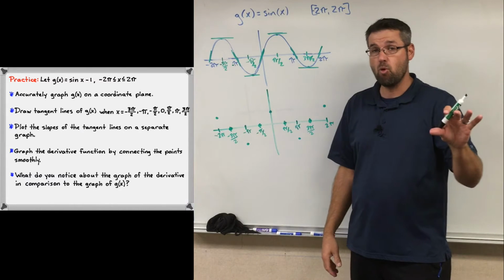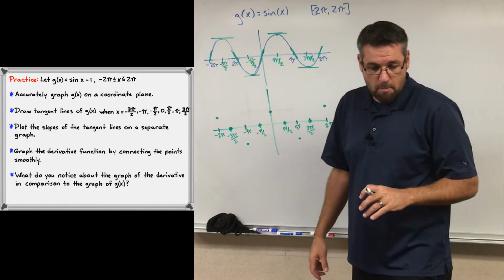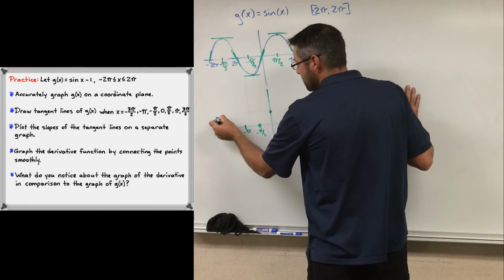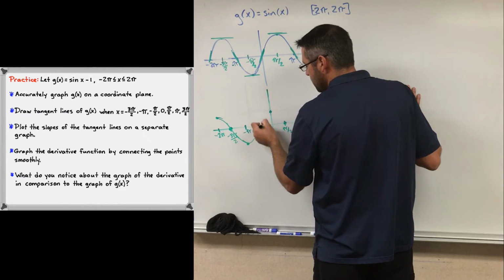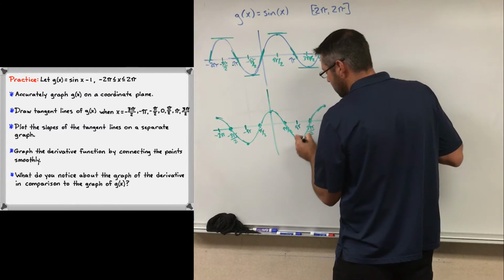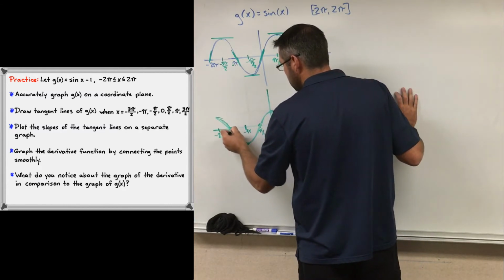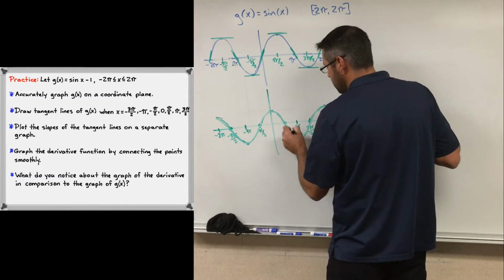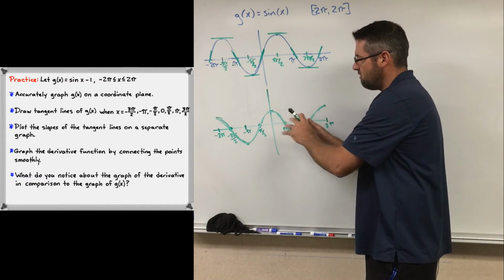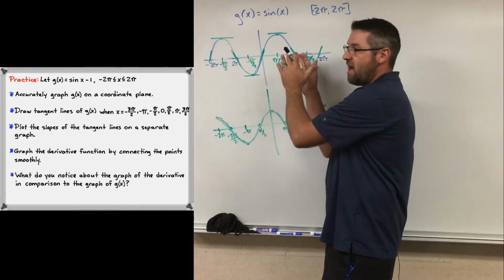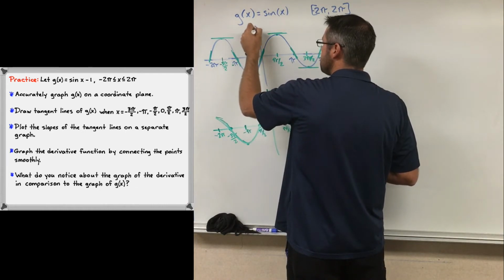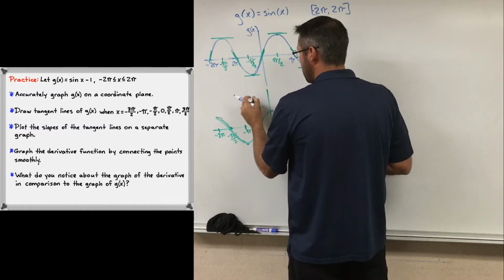Now, there's just some points that are plotted. And again, we're going to get way more in depth with this at a later time. But it says graph the derivative function by connecting the points smoothly. So if I graph this in a smooth manner, what do we see? This is really, really crazy, right? This is really, really cool. The values of the derivative represent the values of the slopes of the original function. So if this is g of x, this function is going to be g prime of x.